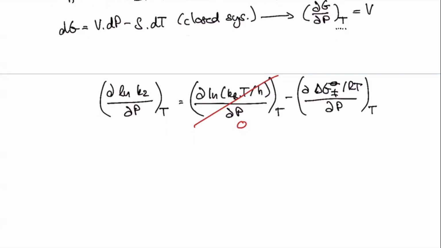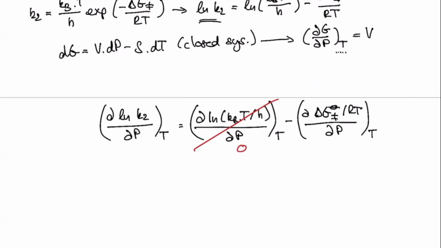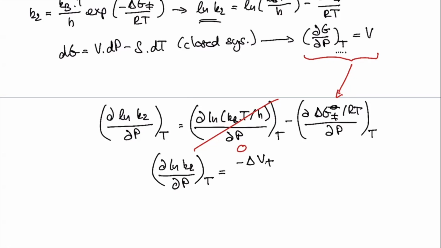Okay, so what do we get? And we know, if you look here, that this derivative of G with pressure is volume, right? So we're going to stick that here. So we end up with d ln k2 over dP at constant temperature is minus delta V over RT. So this thing is called the volume of activation.